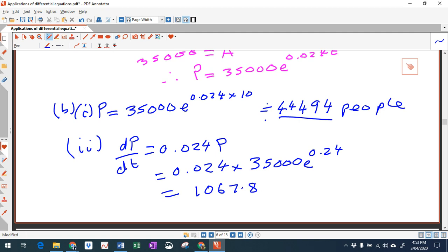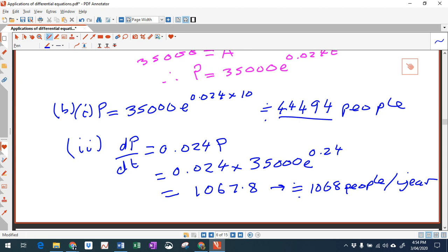Okay, so we could say it's approximately 1,000. It's growing at the rate of, say, approximately 1,068 people per year. Okay, that's what the growth rate is.